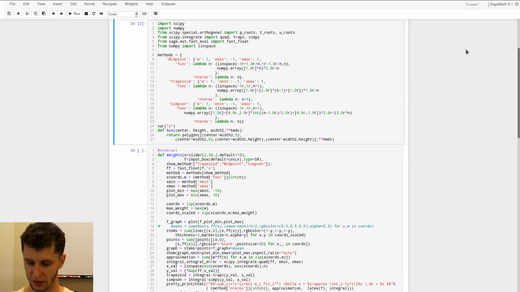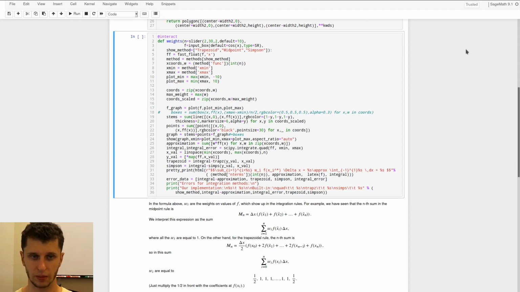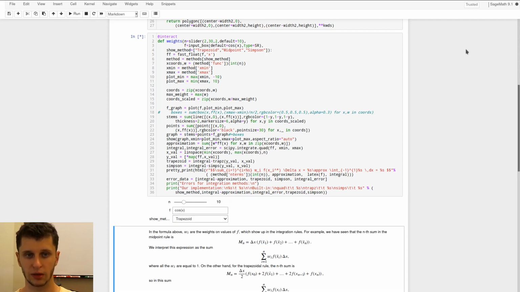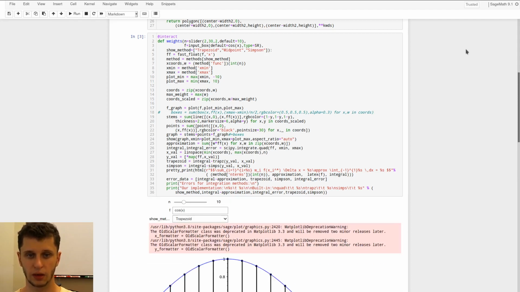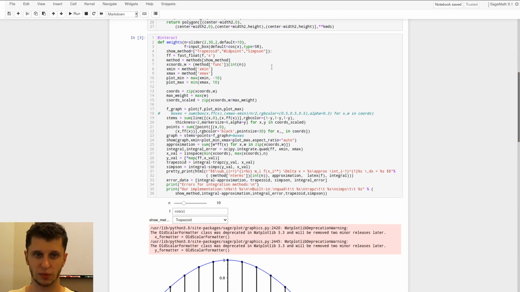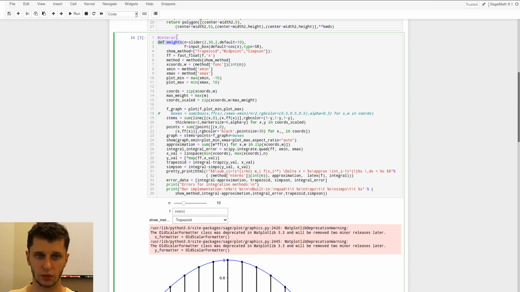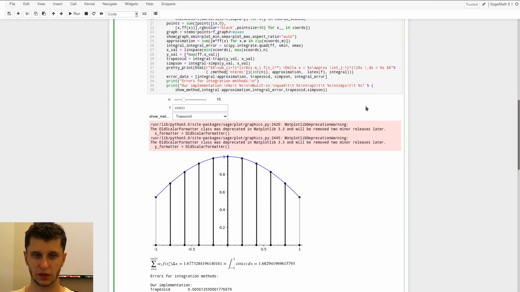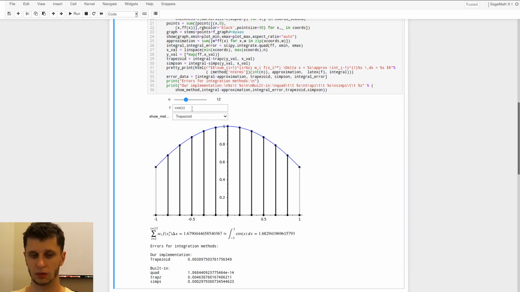Then in the next cell, we actually run these approximate rules, and we tell Sage to run this routine in an interactive way, so that we can adjust the function that is being integrated, the number of subintervals, and the method that is being used.